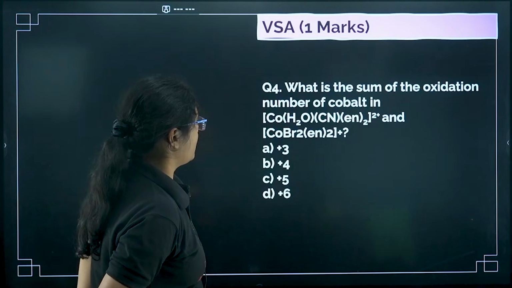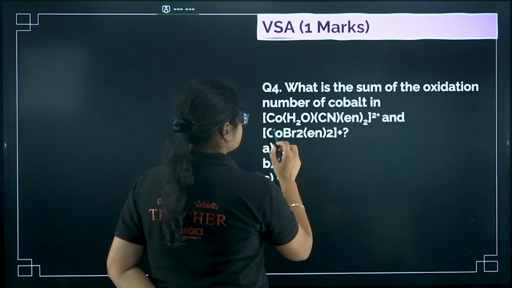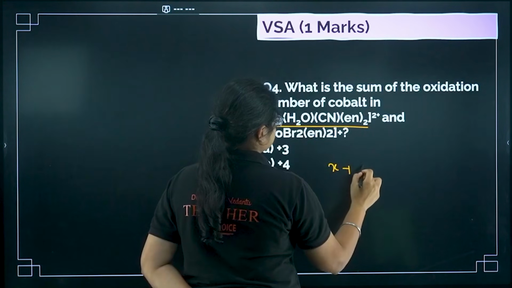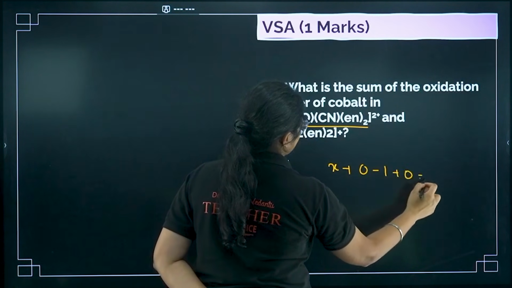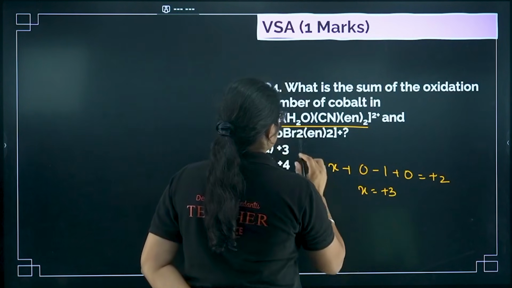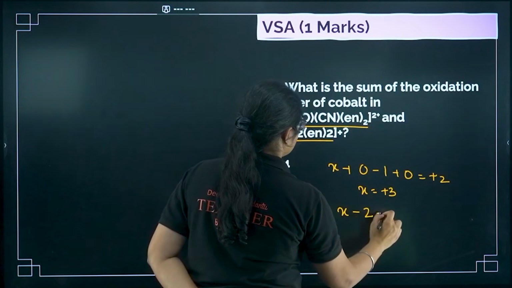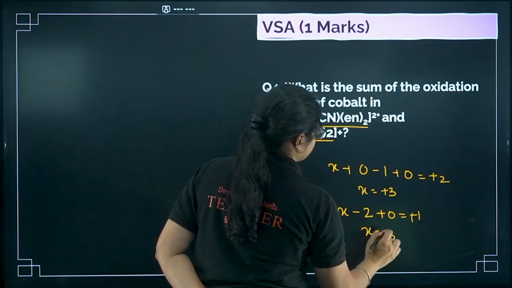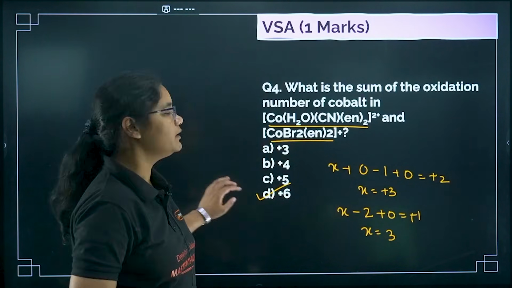Next, what is the sum of the oxidation numbers of cobalt in the given compounds? So you have X here, then H2O is 0, CN is -1, en is also 0, and then you have +2. So X is equal to +3 here. Next we have this one. Cobalt is X, bromine is -2, plus 0 is equal to +1, and you have X is equal to +3. So in total the addition will be +6, option number D here.